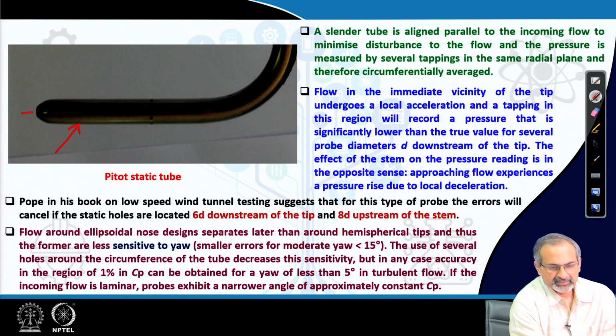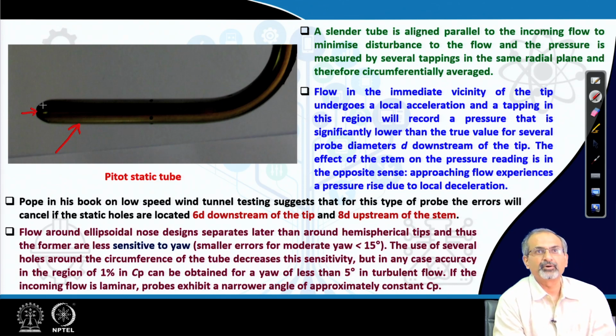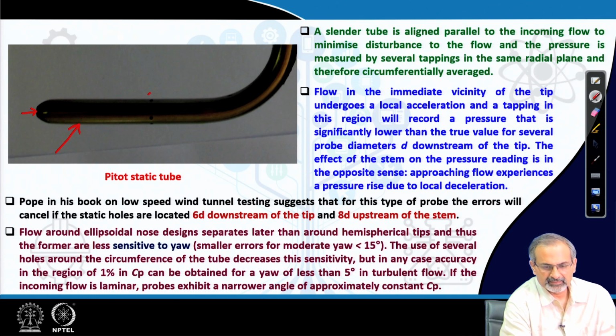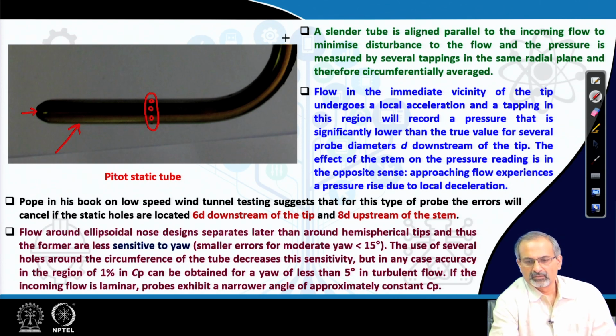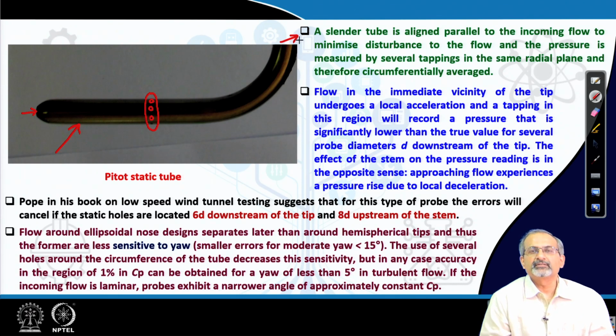As you are aware, there is a port right at the tip of the tube, and then there are several ports circumferentially located on the surface of the probe, some distance away from the tip of the probe. Let us go through the bullet points.